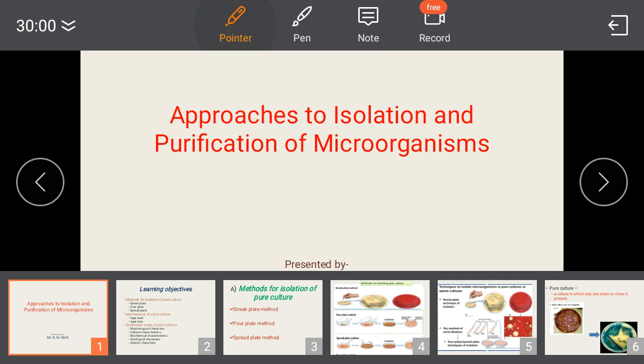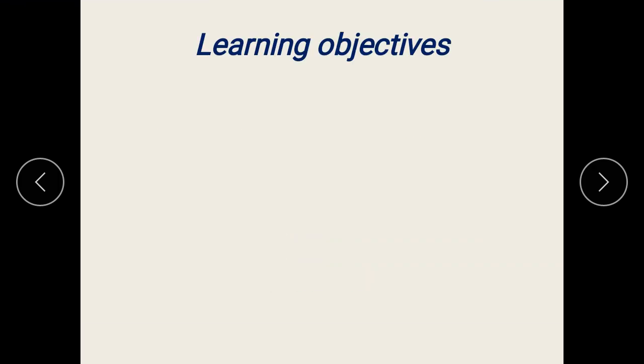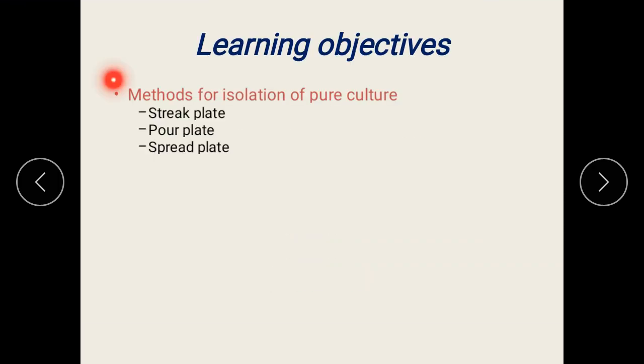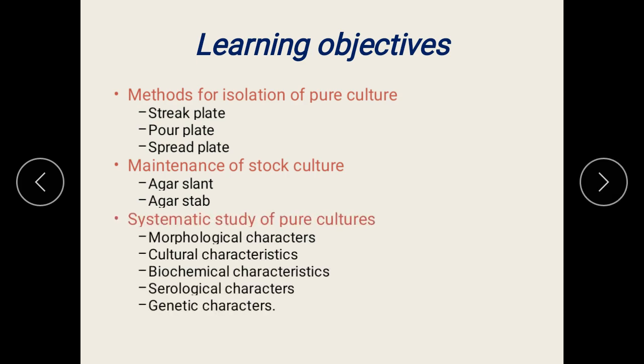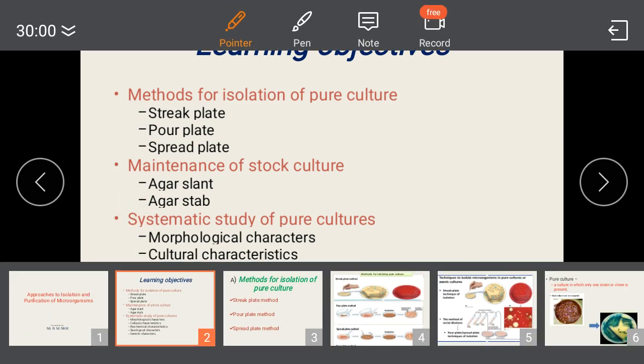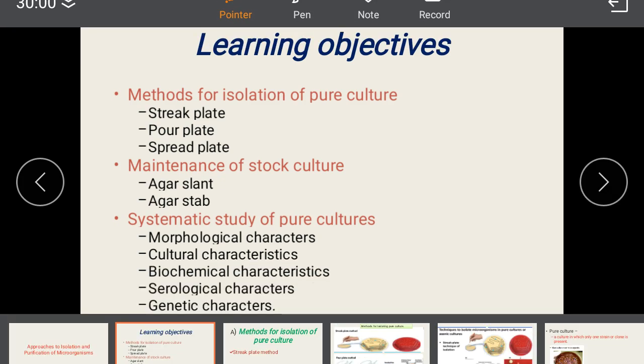In this lecture, we are going to discuss what the methods are for isolation of pure culture, what the methods are for maintenance of stock culture, and what the methods are for systematic study of pure cultures. There are three main methods used for isolation: streak plate, pour plate, and spread plate. Once the culture is purified, it is maintained by either the agar slant method or the agar stab method. And the purified culture is studied using morphological, cultural, biochemical, serological, and genetic characteristics.